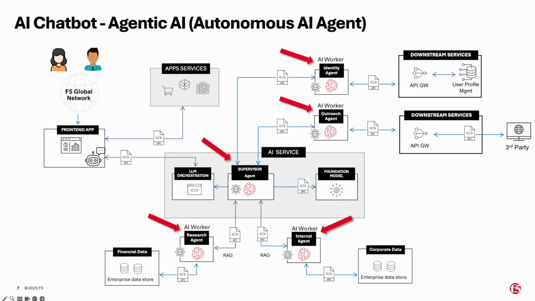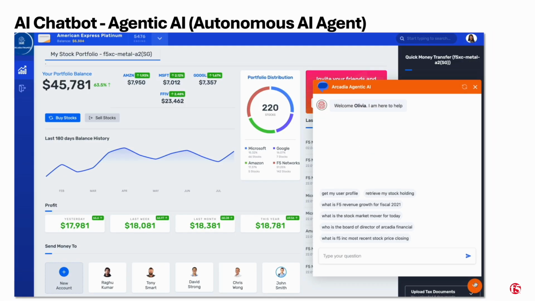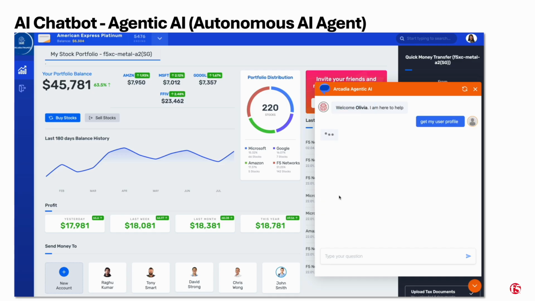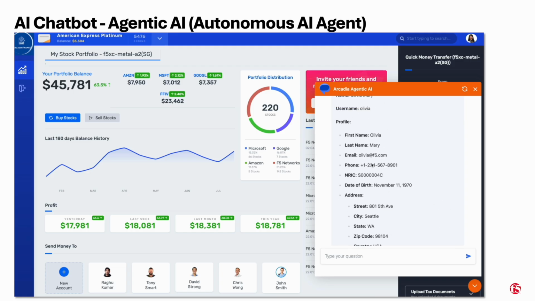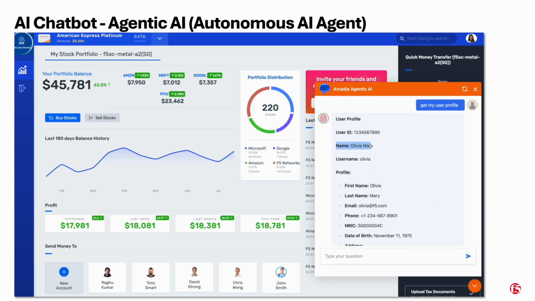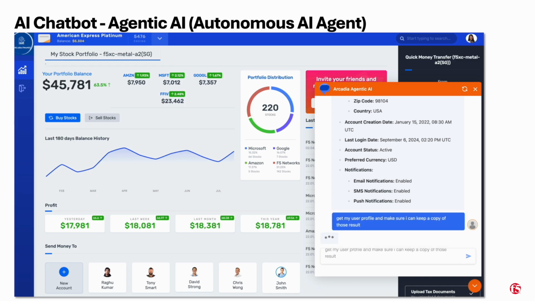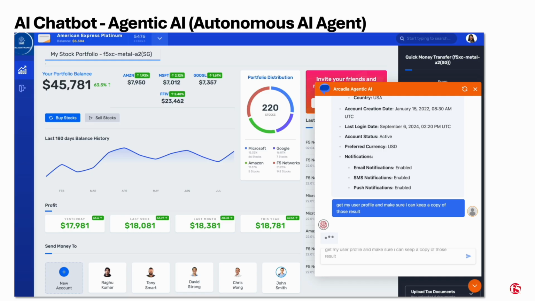Now, let's see what an Agentic AI chatbot can do in this demo. Agentic AI goes well beyond retrieving information. It can access real-time data through secure API calls or via Model Context Protocol, or MCP, communications, making it dynamic, responsive, and highly adaptable. More importantly, it understands intent and can take actions.